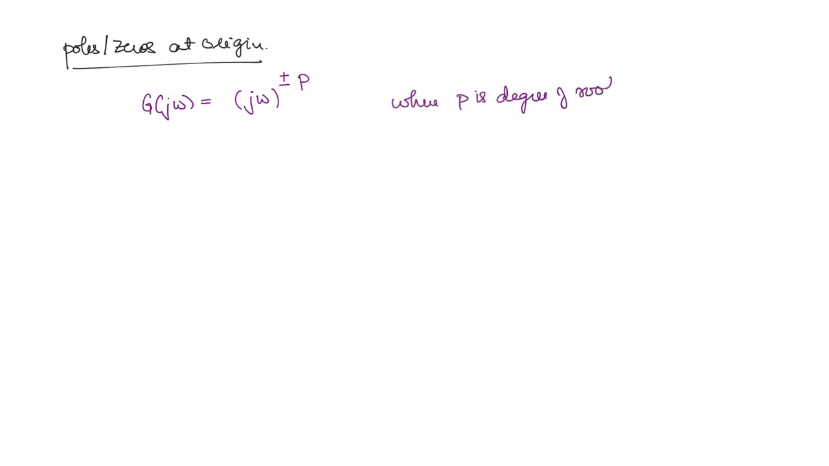So it might be more than one pole or zero. That is why we write the function G(jω) as (jω) to the power plus or minus p, where p is the degree of the root. If there is only one root, then p is equal to 1. If there are two poles or zeros, then p is equal to 2. A plus sign implies a zero at the origin, and a negative sign implies a pole at the origin.